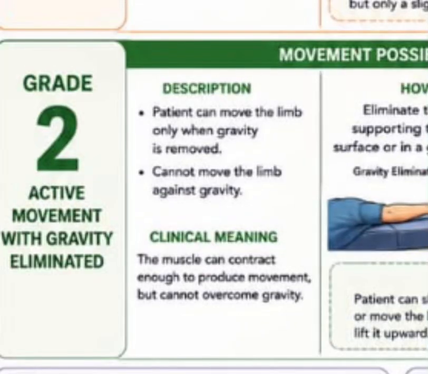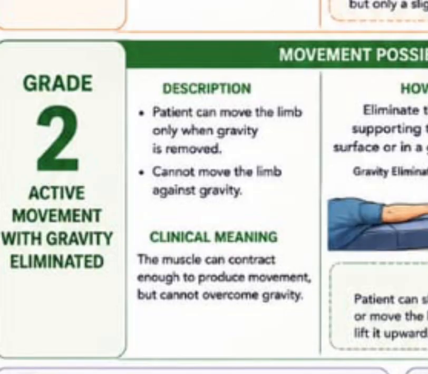Now in muscle power 2, the patient can actually move the limb in a gravity-free plane, which means the patient cannot move it against gravity. You have to remove gravity, maybe by making the patient wave the upper limb or the leg side to side, but the patient cannot bring it up. There's active movement side to side, but you have to eliminate gravity.